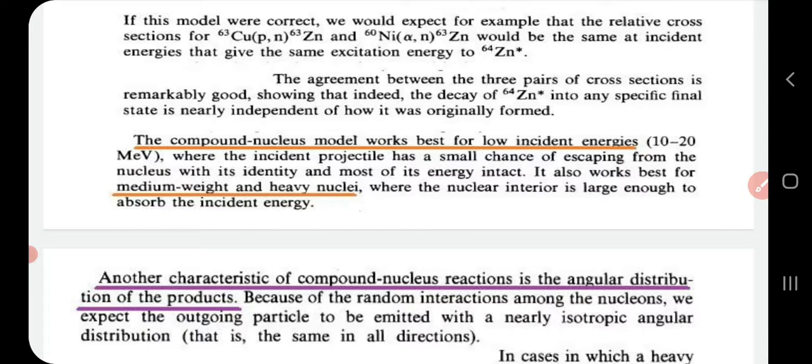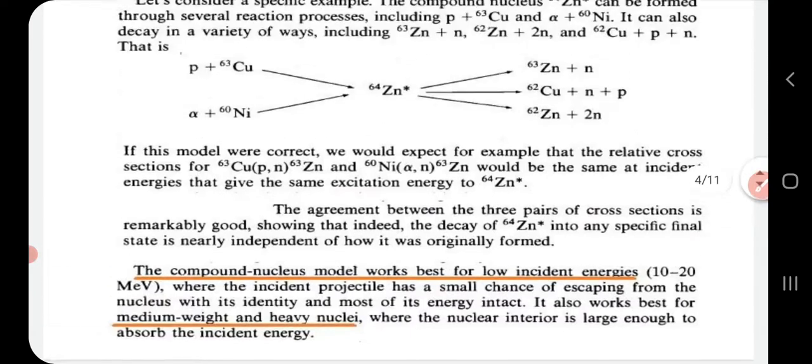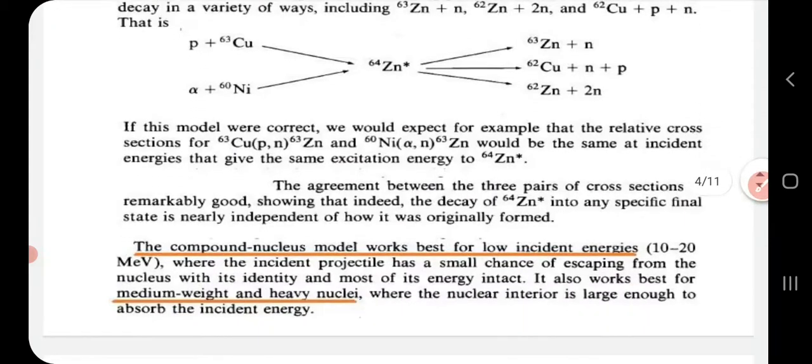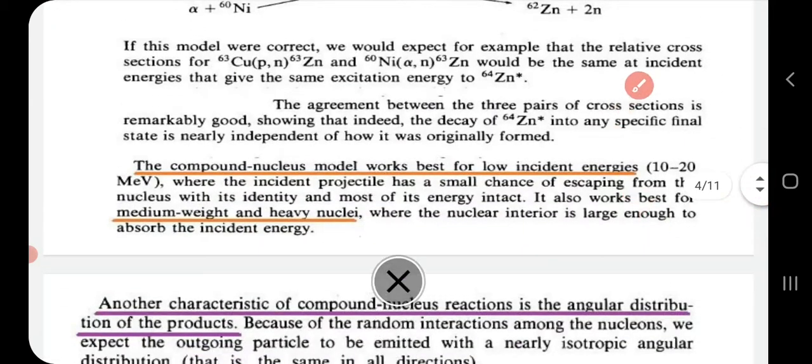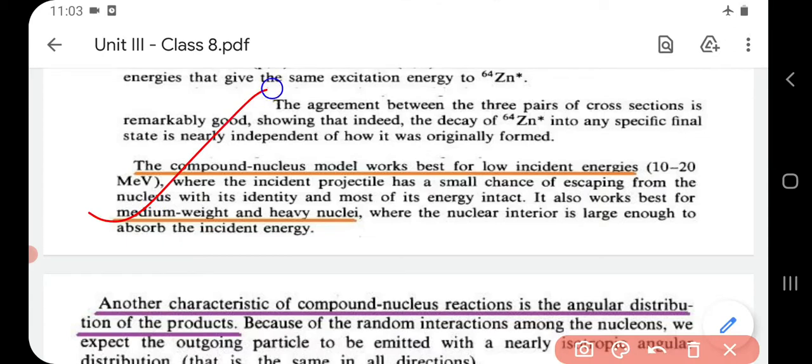So the compound nucleus model works very well at two conditions. One is at low energy. You can skip the rest, but these points you have to write.